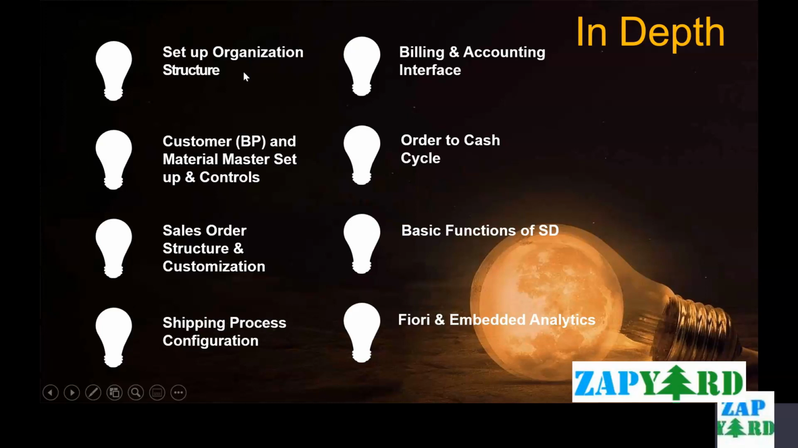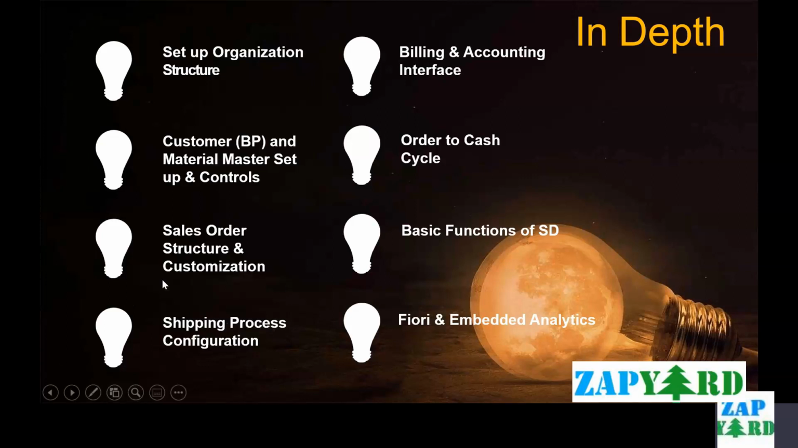So first thing, we will set up the enterprise structure or the organization structure. In this particular topic, first we will define the different organizational elements in a business, and then we will assign them to each other to set up the complete enterprise model. Then second thing, we will define the customer master, that is the business partner in S/4HANA, and also we'll define the material master. We will see what are the setup and the controls which are available in the system to prepare the master data for customer master and the material master.